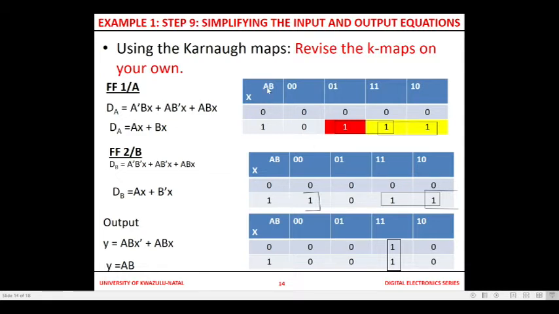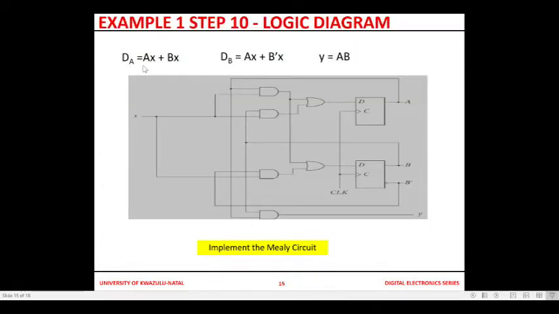DA is plotted here. You've got ABX. So you get those ones, cover those, you minimize it into that. You do that for flip-flop B, and that is the minimized equation. You do that for Y, that is the minimized equation. Then from there, that is your design.